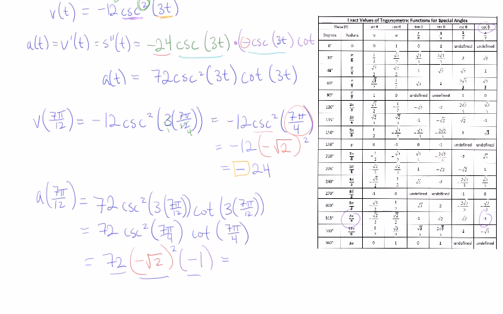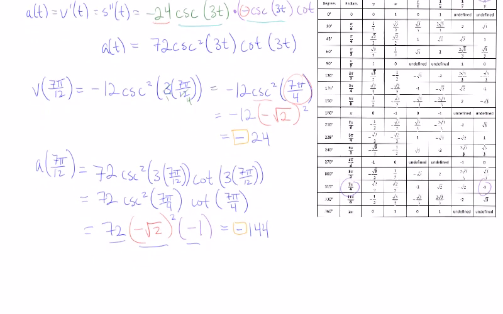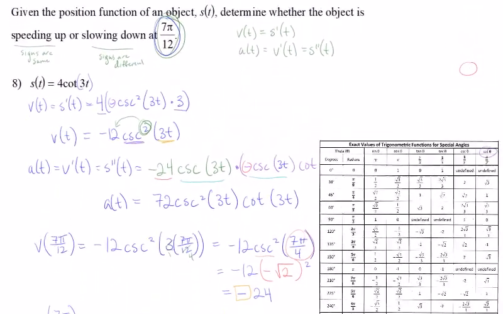All right, and that's all we really need to know, that it's going to be negative. It turns out that it's going to be negative 144, because this will be positive 2, and that times 72 is 144, times negative 1 is negative. All right, so now that we know that the signs are the same, that means this object is speeding up. You can just say speeding up, or you can say the object is speeding up. Okay, so that's our final answer, and that's because we just verified that velocity and acceleration have the same signs at that particular point. All right, so that's how you do number 8.